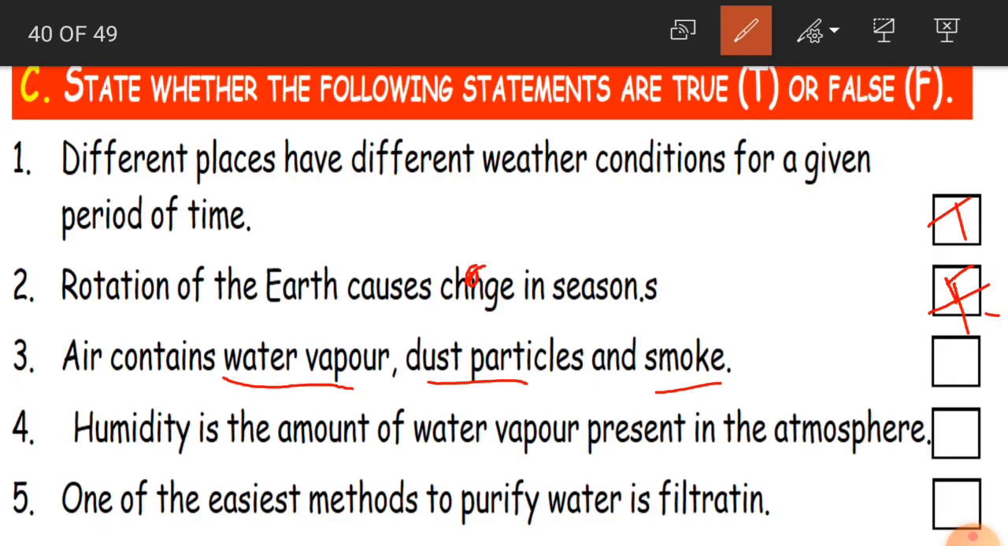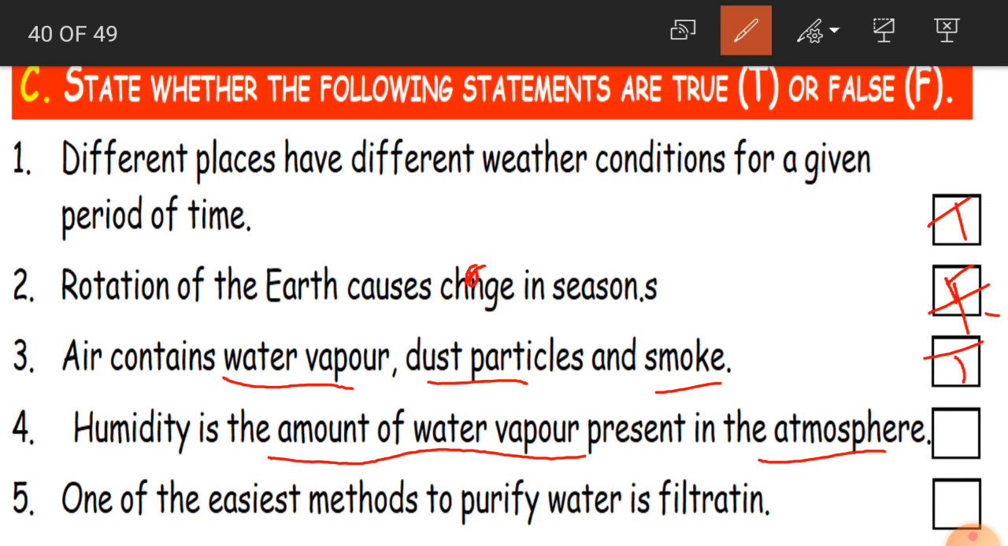Is it true? Yes, this is true. Air contains water vapor, dust particles and smoke. Along with this, it also contains gases, like oxygen, carbon dioxide and nitrogen and some other gases. Clear, children? And the fourth question is humidity is the amount of water vapor present in the atmosphere.